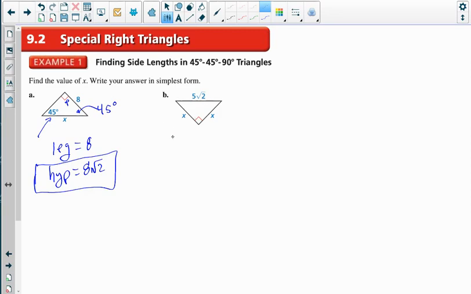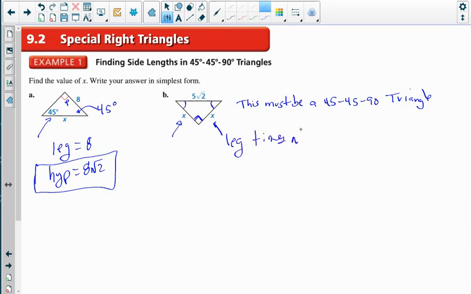If we look at example B, because they're showing us that these two sides are congruent, they're both equal to x, that means that it's an isosceles triangle and the base angles must be congruent. Since we have a right angle with two congruent base angles, again, this must be a 45, 45, 90 triangle. Therefore, we can apply the 45, 45, 90 rule, and it says that the leg times square root of 2 is equal to the hypotenuse.